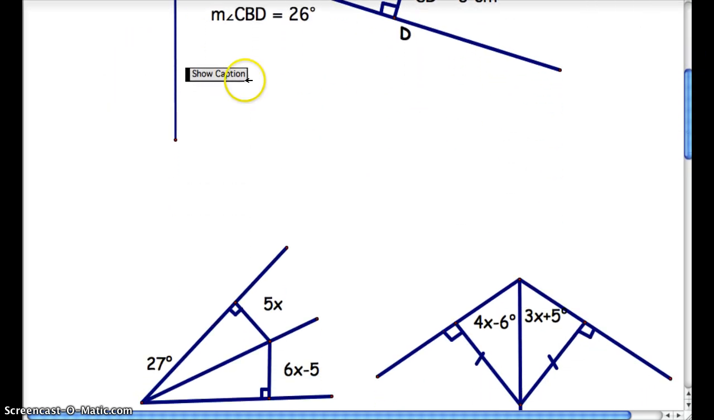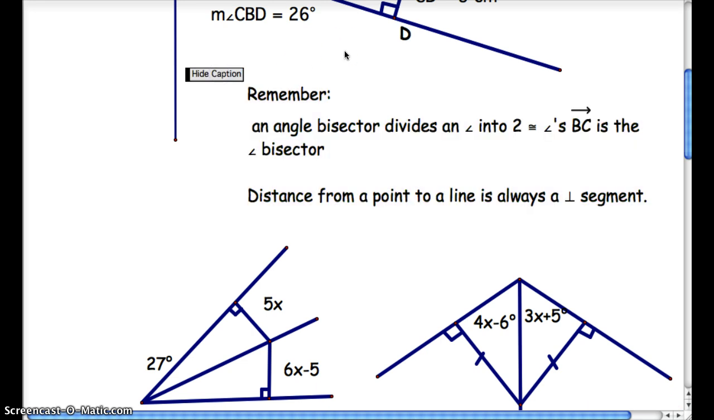We got to keep in mind a couple different things here. We've already talked about this. An angle bisector divides an angle into two congruent angles. We said in the last example the ray BC was a bisector of ABD. And the distance from a point to a line is always a perpendicular segment. That's what we're talking about, and that comes from chapter 3.